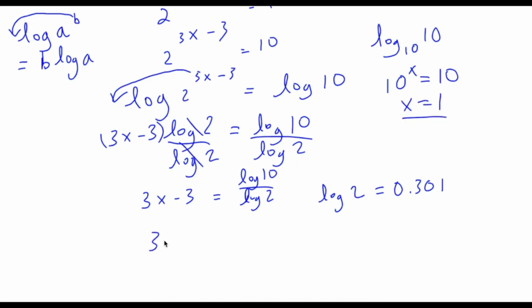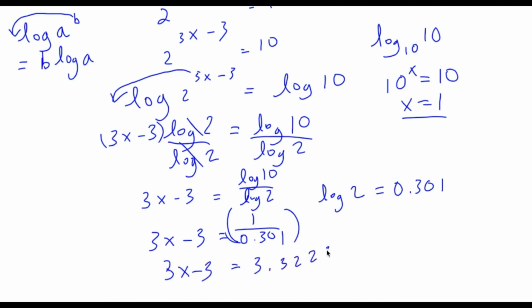So now we have 3x minus 3 is equal to 1 over, now log 2, that is equal to 0.301. So we have 1 over 0.301, sorry. So 3x minus 3 is equal to 1 over 0.301. Now, 1 over 0.301 is equal to approximately 3.3223.